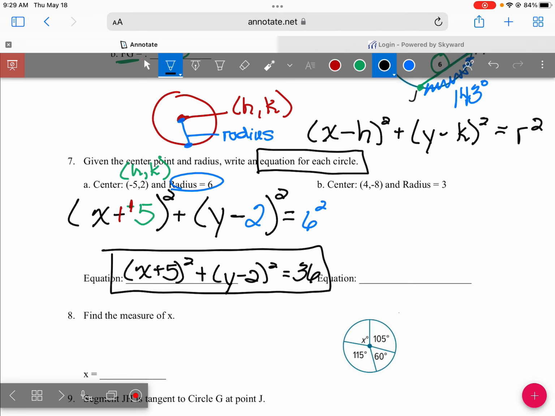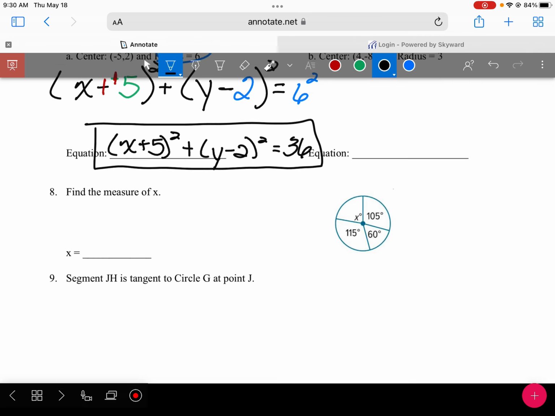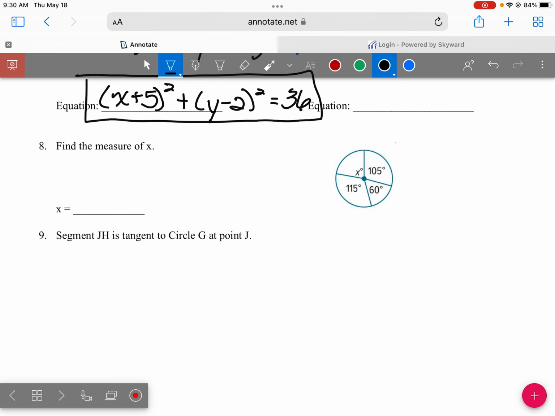All right. Letter B, I'm going to skip that. You guys can try that on your own. Also, you can look at my notes from today's date and should be able to figure that out. How about number 8? Find the measure of x.